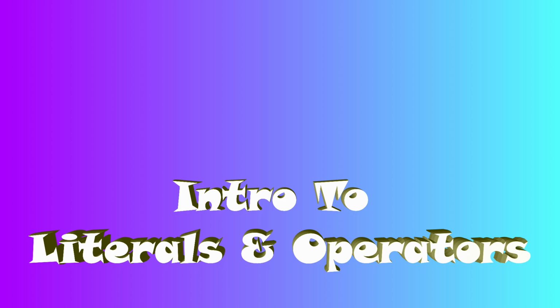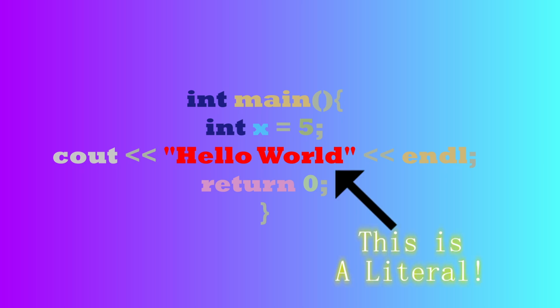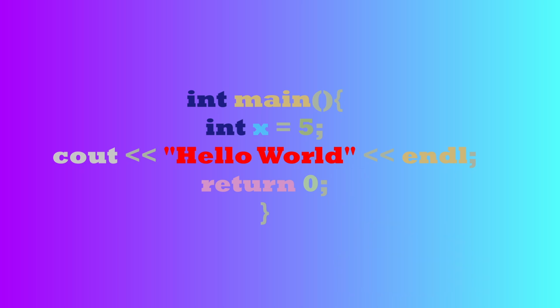In this tutorial, I'll be showing you an introduction to literals and operators in C++. Consider the following two statements. What are "hello world" and 5? They are literals. A literal, also known as a literal constant, is a fixed value that has been inserted directly into the source code. Literals and variables have both a value and a type.